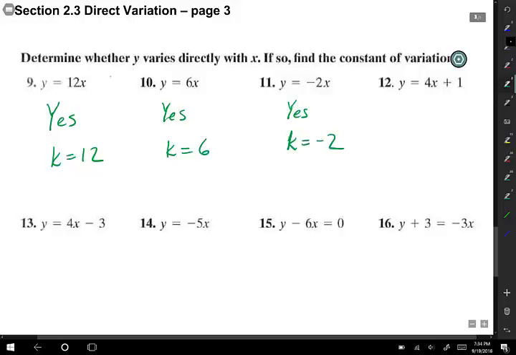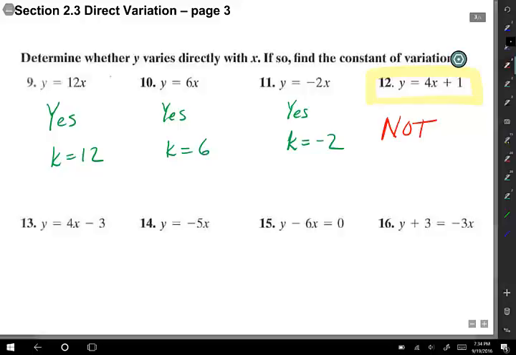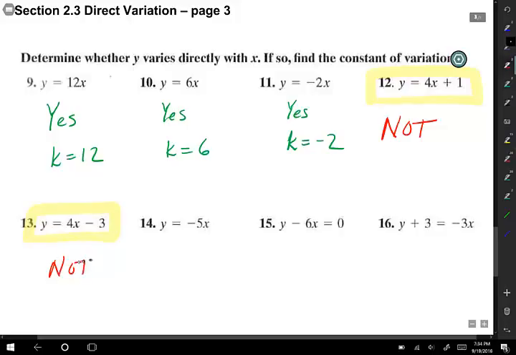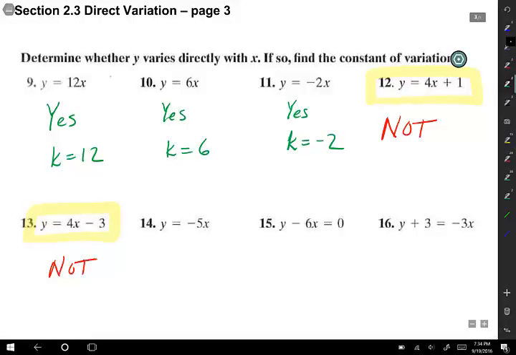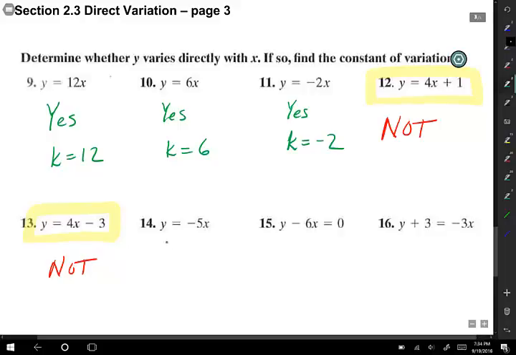-2. Number 12, that should be setting off large alarm bells because we have a +1, so this is not direct variation. Let's look down at 13. Once again, see that -3? Large alarm bells should be going, so that is not an example of direct variation. Let's look at number 14. Y equals kx? You bet it is, because k equals -5.